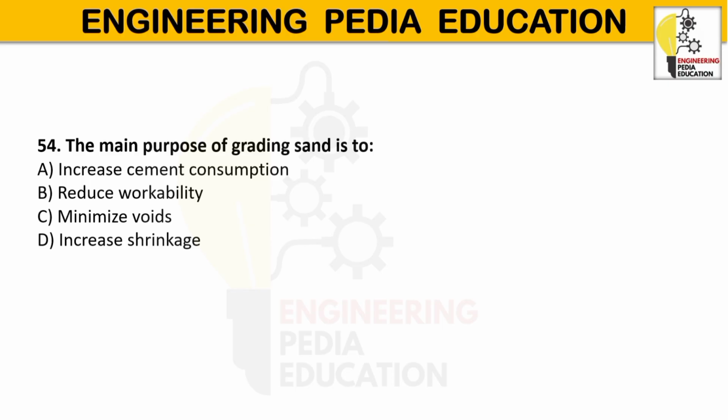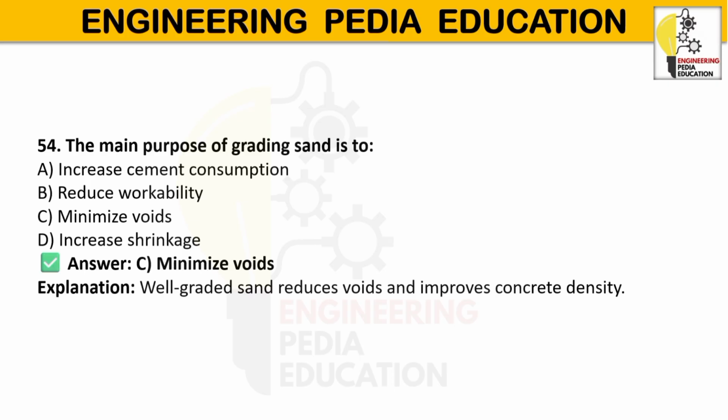The main purpose of grading of sand is to: increase cement consumption, reduce workability, minimize voids, increase shrinkage. So the correct answer is minimize voids. Well graded sand reduces voids and improves concrete density, to obtain a dense aggregate mass with minimum voids. Benefits of proper grading: reduces voids between particles, improves workability of concrete, reduces cement and water requirement, increases strength and durability, minimizes segregation and bleeding.